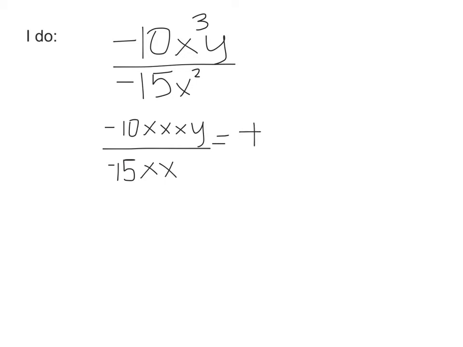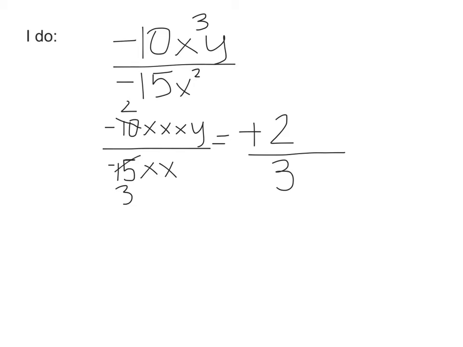And now I'm going to simplify 10 over 15, or 10 divided by 15. So what I'm going to think about is, is there a common factor of 10 and 15? Well, the common factor would be 5. So 10 divided by 5 is 2, and 15 divided by 5 is 3. So I know that it's going to simplify as 2 over 3.